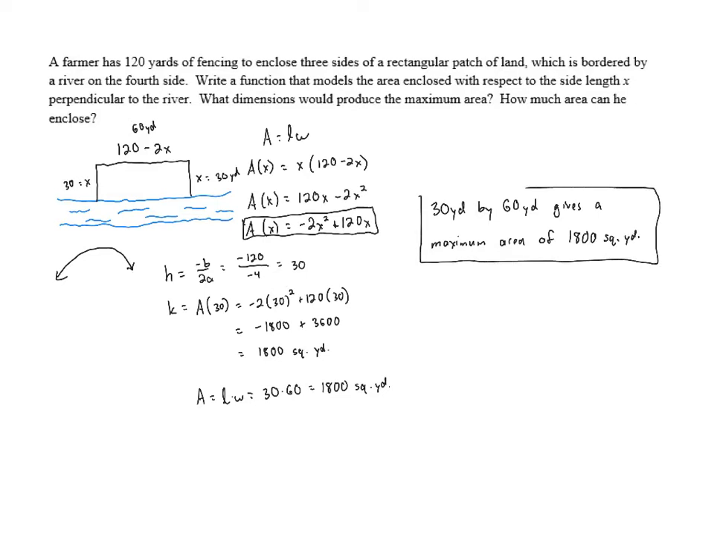So this is another situation where having some knowledge about quadratic functions helps us to find the best way for a farmer to enclose a patch of land, perhaps for animals to be roaming on, where he wants to use his fence to give them as much possible space to roam as they can.